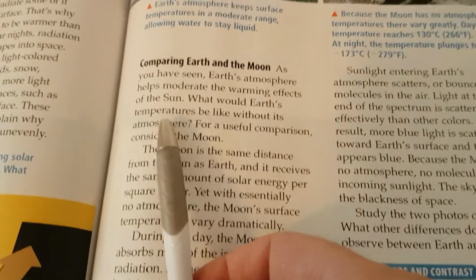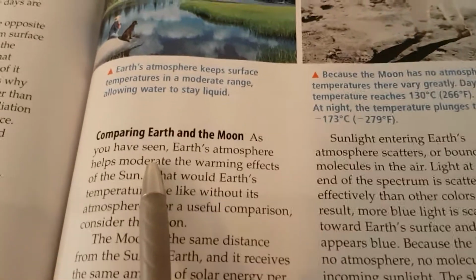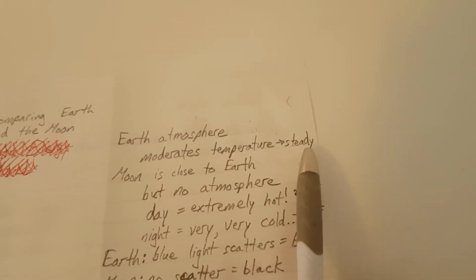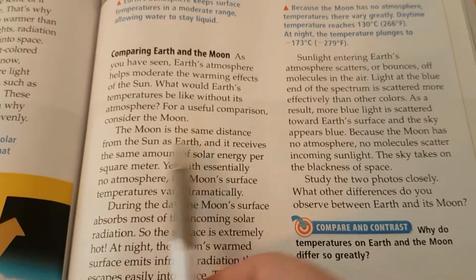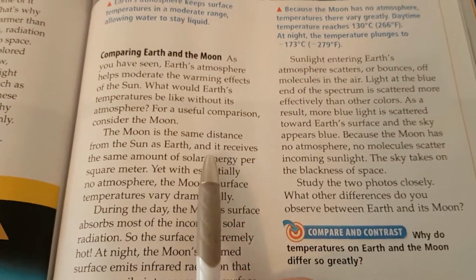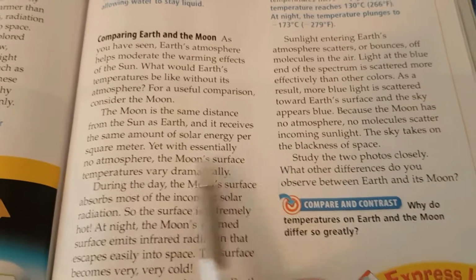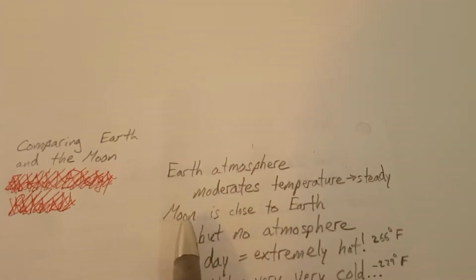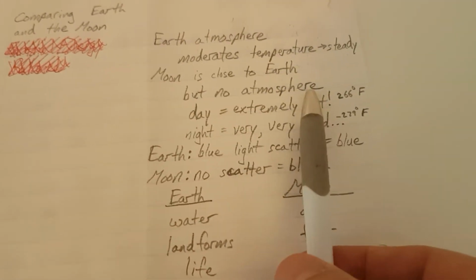Okay, so we were talking about temperature. We were talking about moderate. Moderates temperature, arrow steady. The Moon is the same distance from the Sun as Earth, and it receives the same amount of solar energy per square meter. Yet with essentially no atmosphere, the Moon's surface temperatures vary dramatically. So, Moon is close to Earth, indent, but no atmosphere.